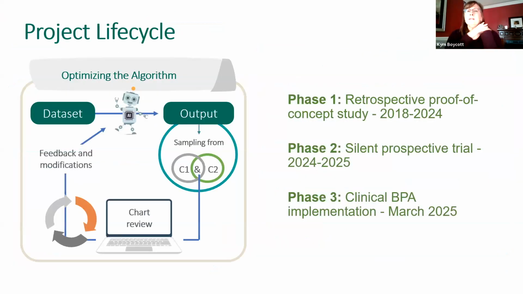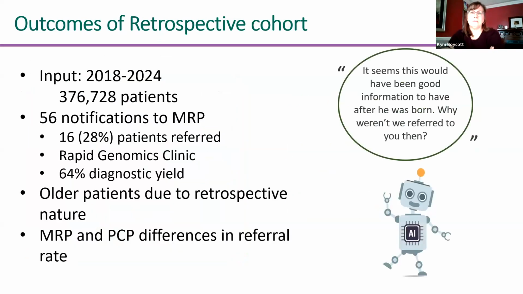So the project life cycle started with a retrospective proof of concept study. And this ran from 2018 to 2024. I'll show you the results of this in a second, but phase 1 and phase 2 were really done in the research environment. We had REB, Research Ethics Board approval for this, and therefore we were able to do lots of stuff with this type of electronic chart review, essentially. Phase 3 is the clinical best practice advisory, and I'll tell you about that at the end. But let's start with the retrospective proof of concept.